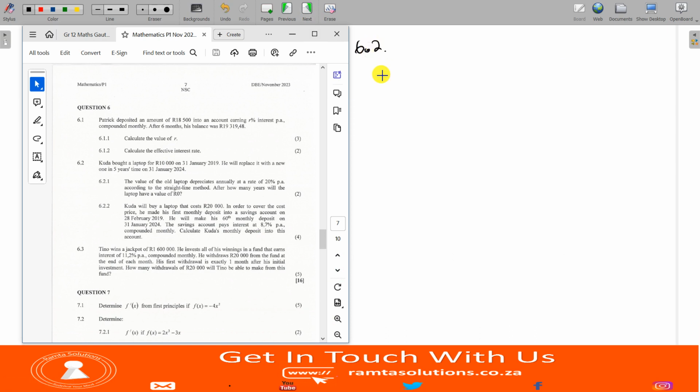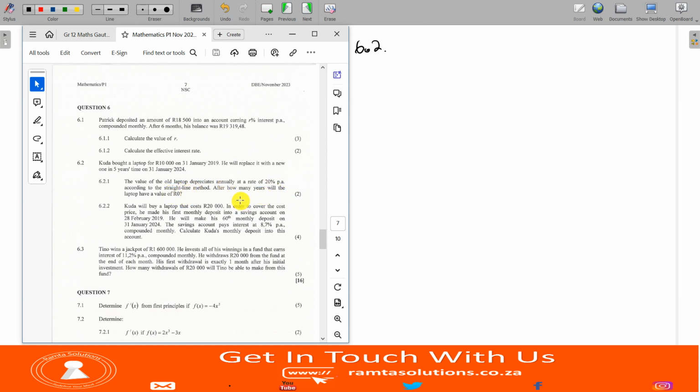Kuda bought a laptop for 10,000 rands on 31 January 2019. He will replace it with a new one in 5 years' time, on 31 January 2024. The value of the old laptop depreciates annually at a rate of 20% per annum, according to the straight line method. I want you guys to highlight this straight line method. I know you are used to a reducing balance method. This is a straight line method.